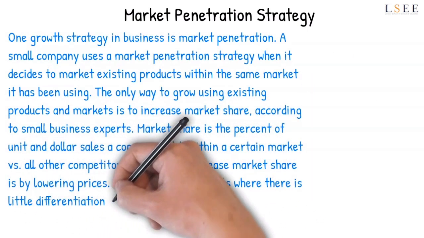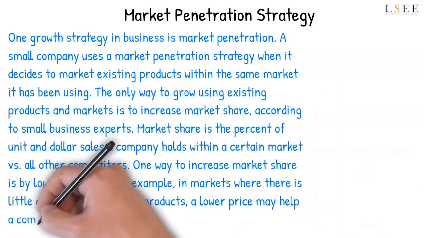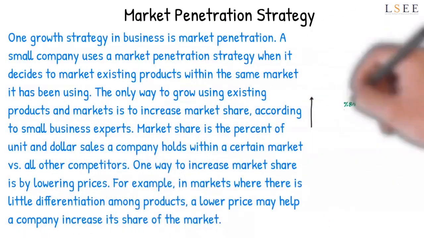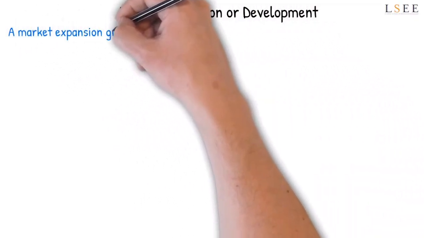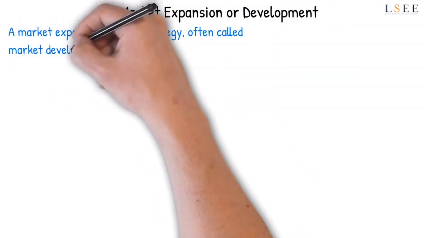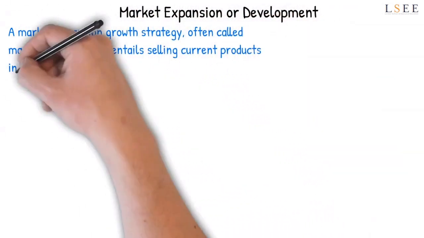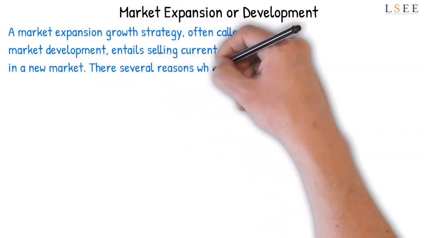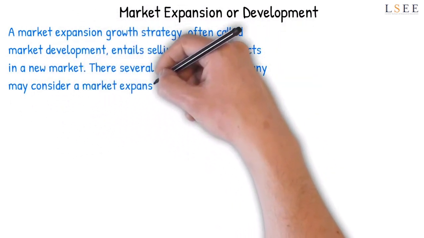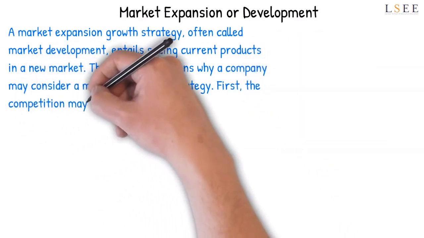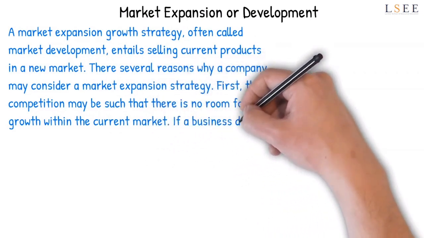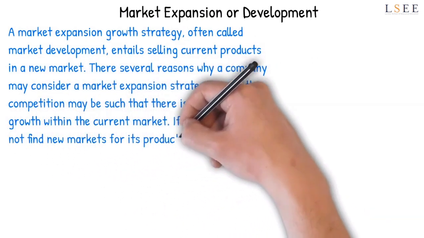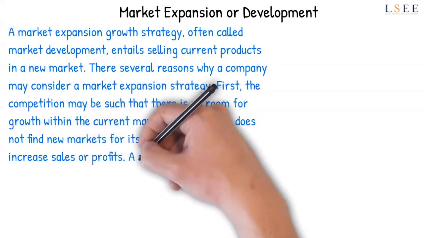For example, in markets where there is little differentiation among products, a lower price may help a company increase its share of the market. Market expansion or development. A market expansion growth strategy, often called market development, entails selling current products in a new market. There are several reasons why a company may consider a market expansion strategy. First, the competition may be such that there is no room for growth within the current market. If a business does not find new markets for its products, it cannot increase sales or profits.